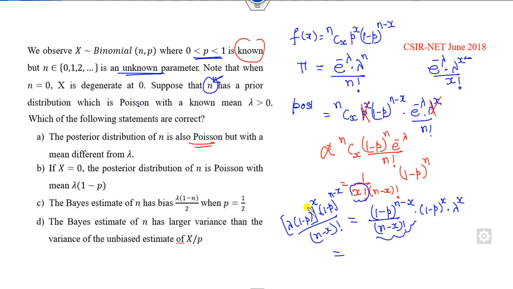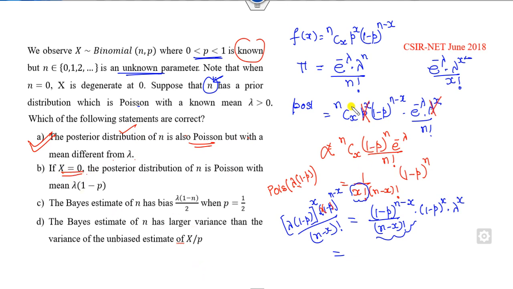Then what is that? It's a Poisson distribution, but if I multiply by lambda and divide by it here, what is that? It is a Poisson distribution with the mean lambda times (1 minus p). So it is a Poisson distribution, yes, but the mean is different from lambda. This is a correct option.